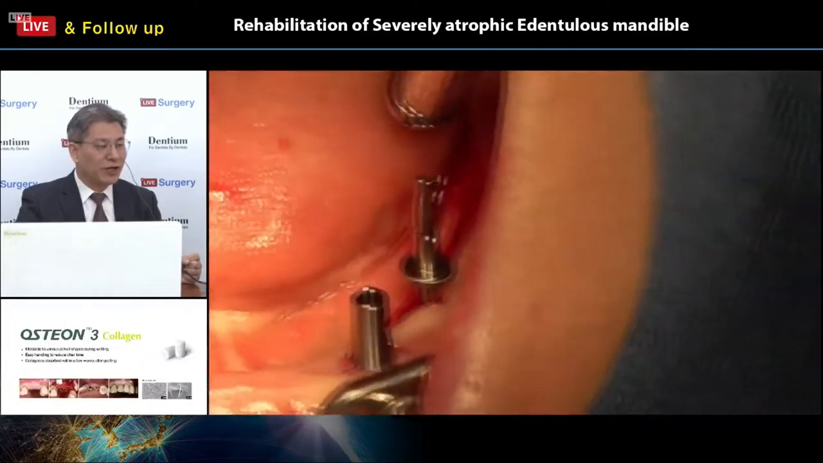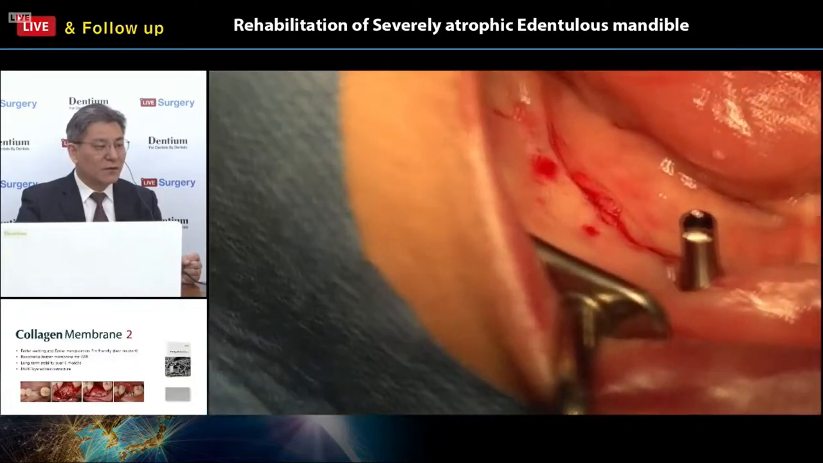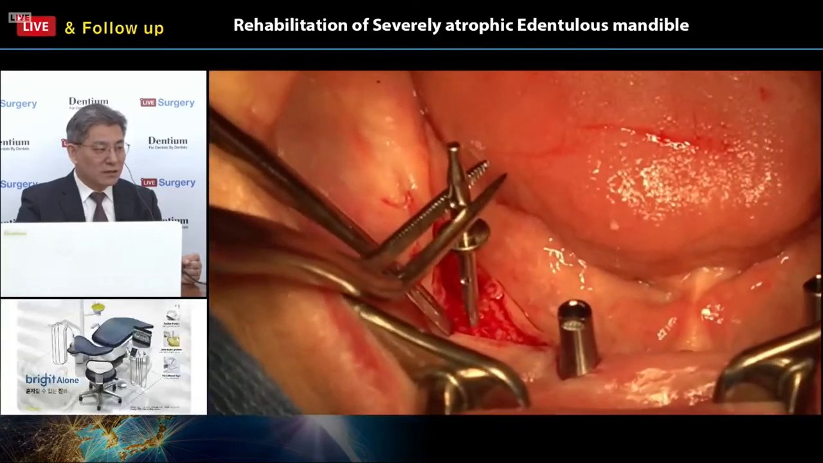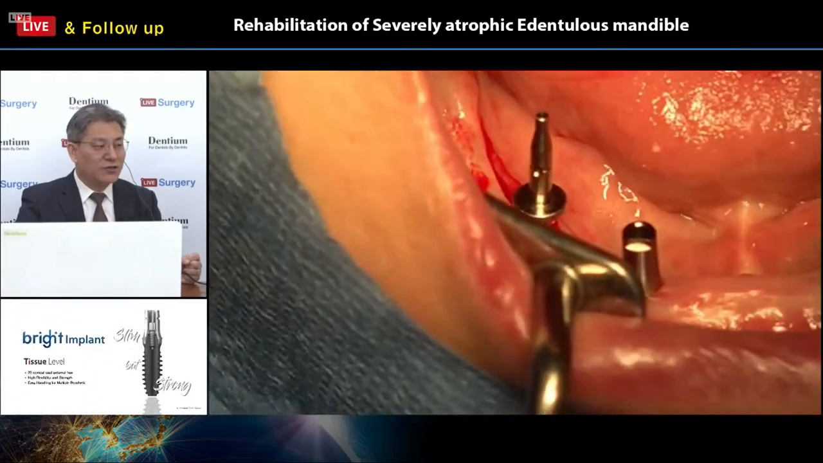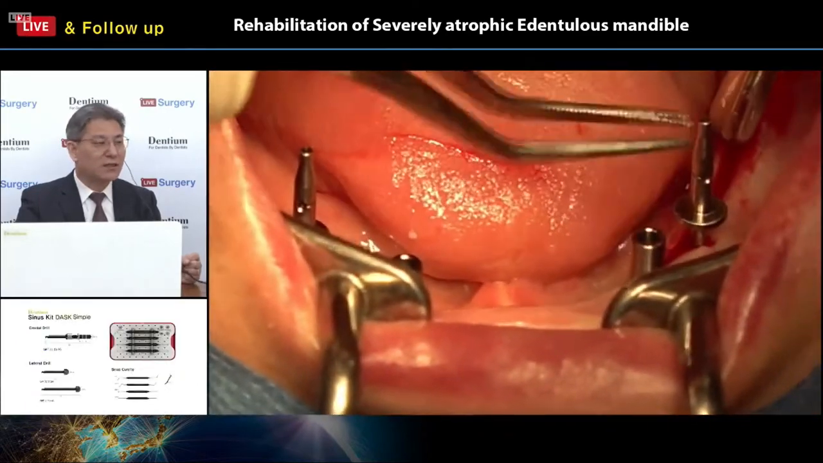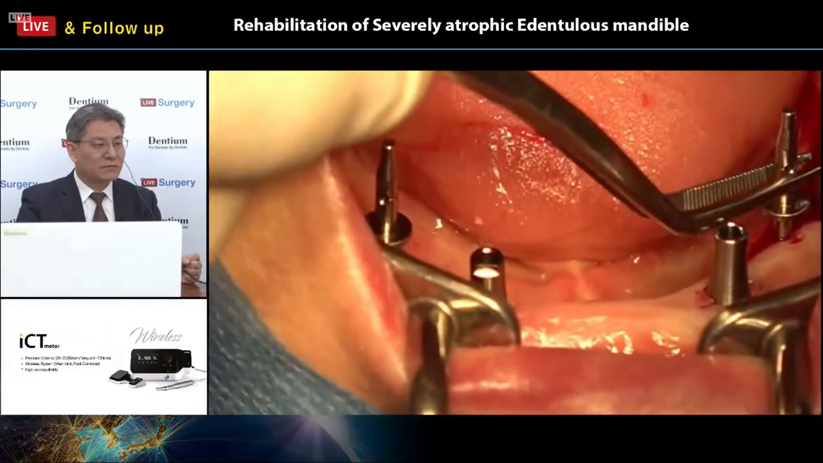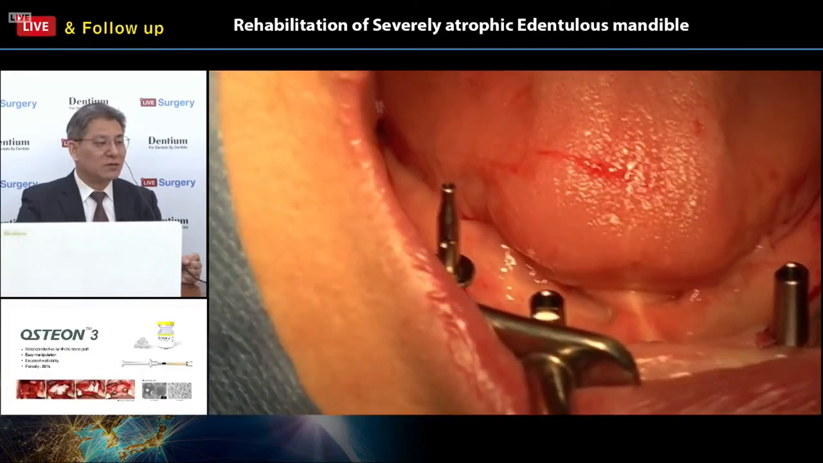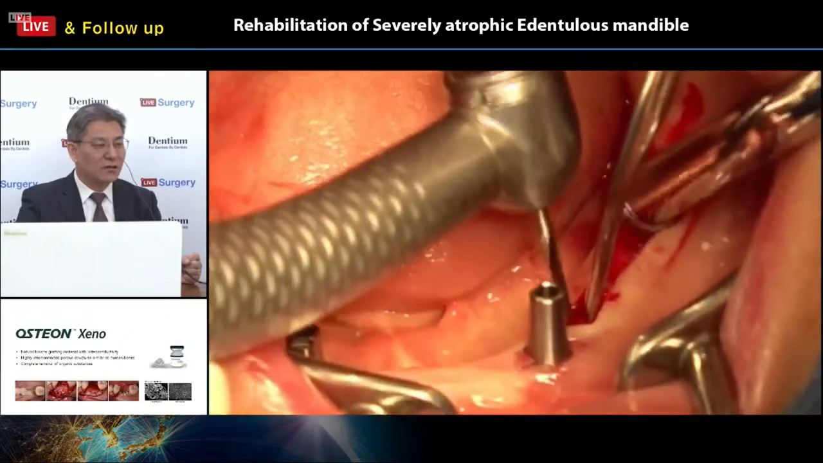The Lindemann drill makes the indication hole, holding with this insertion pin, the guide pin, to check the parallel, checking the path, and the relation of the upper jaw. And after that, starting more.